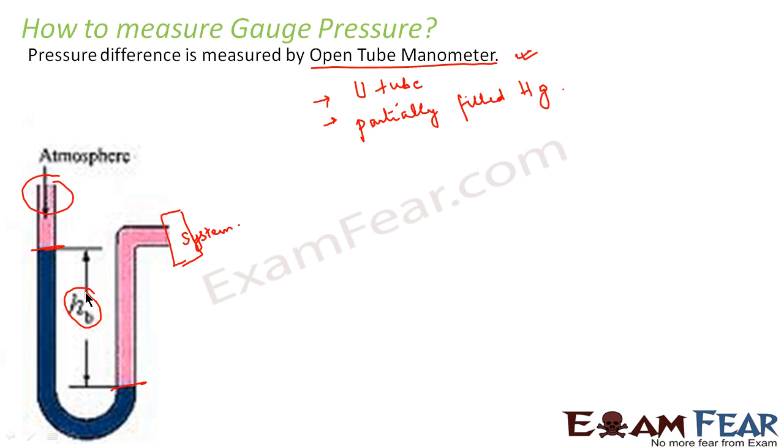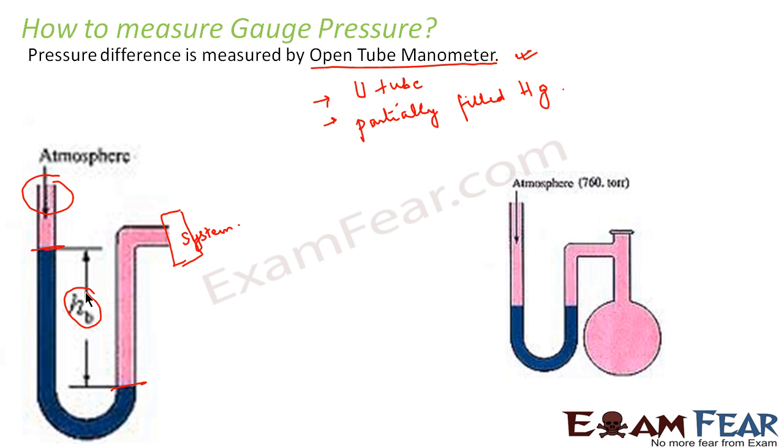On one end it is open and connected to atmosphere. On the other end it is connected to the system. So the height of the mercury column on both the sides determine the atmospheric pressure and the system pressure respectively. So the difference between the two levels gives the gauge pressure.